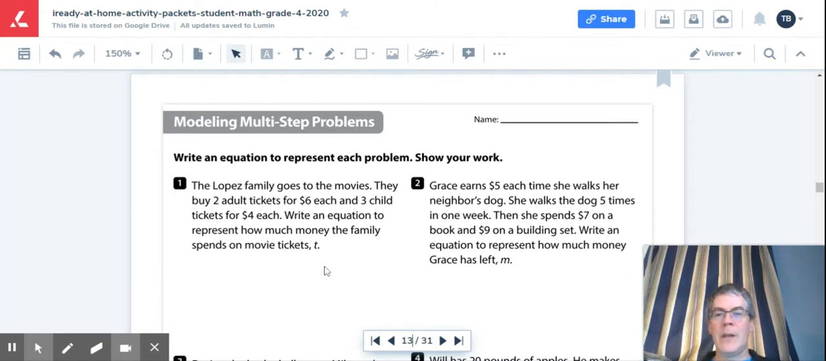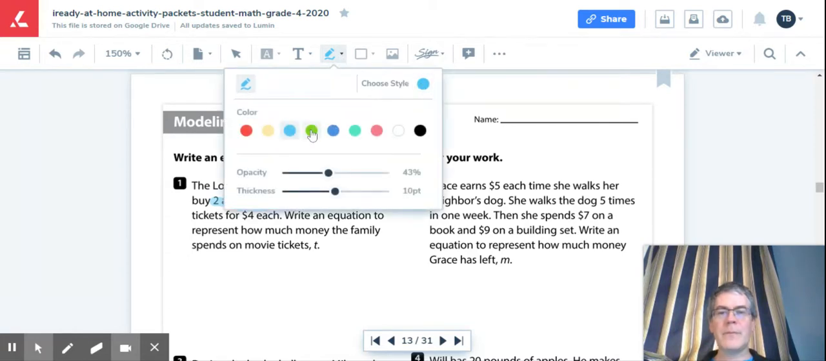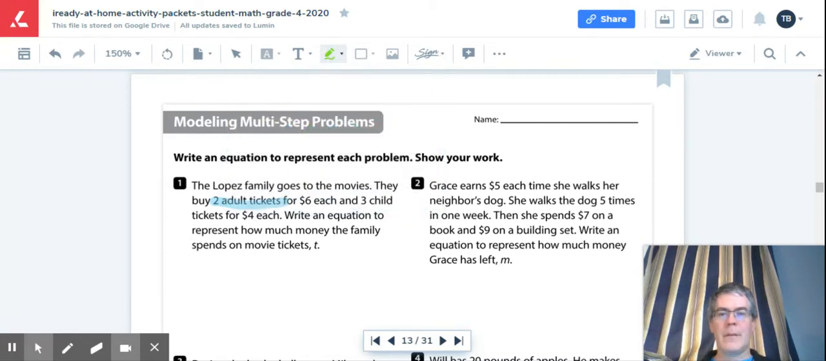So if we look at the first one, the Lopez family goes to the movies. They buy 2 adult tickets, and as I'm reading, I can tell already I have 2 adult tickets. So that's going to be important. I know going to the movies, there are differences between adult and children's tickets. So the 2 adult tickets are $6 each, and 3 child tickets. Okay, so again, I know that's important. Adult and child tickets. 3 child tickets for $4 each. So I've got some information already that gives me an idea of how I might have to approach this problem.